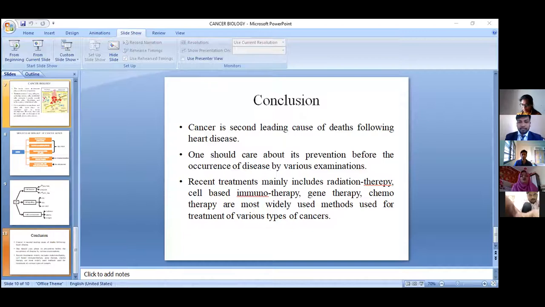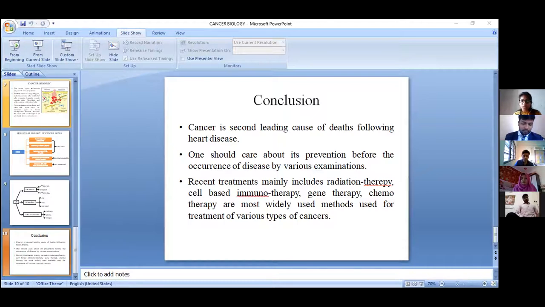So the conclusion of this PPT is that cancer is the second leading cause of death following heart diseases. One should take care about its prevention before the occurrence of disease by various examinations, like CT scans and mammographs. Recent treatments, mainly radiation therapy, cell-based immunotherapy, gene therapy, chemotherapy, etc., are the most widely used methods for the treatment of various types of cancers.